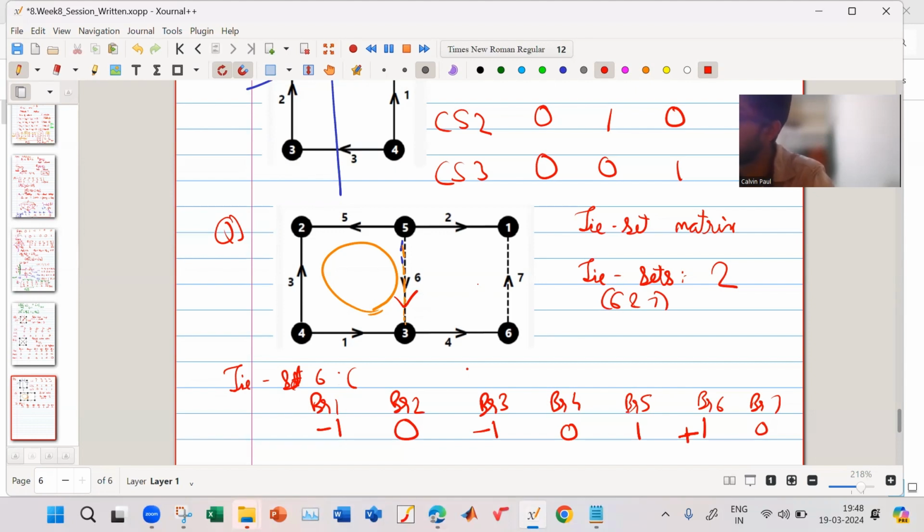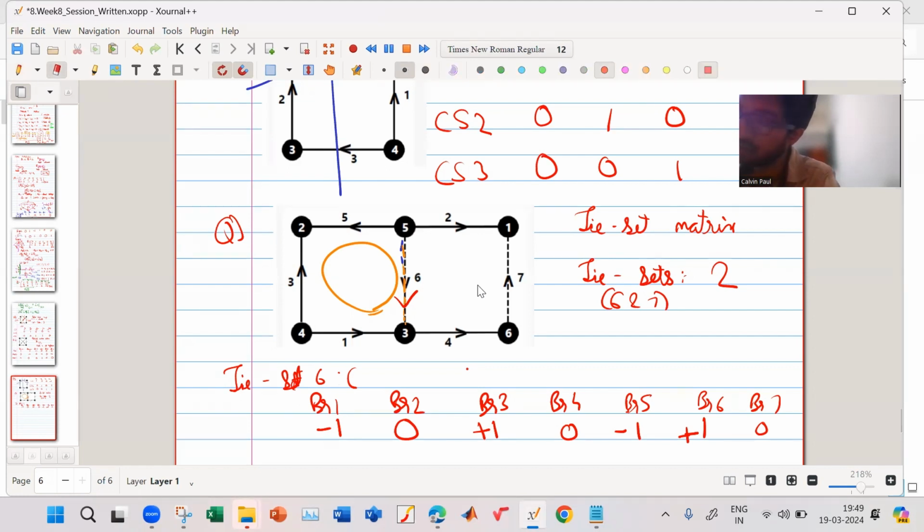Then tell me what 1 will be. 1 is -1, sir. Okay, branch 2 is 0. Branch 3 is what? Branch 3 is again +1, sir. Branch 4 is 0. Branch 5 will be -1, and then branch 6 is +1. Branch 7 is 0. Okay. Correct.